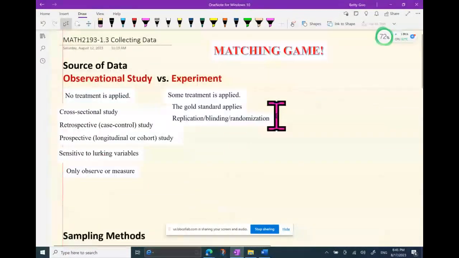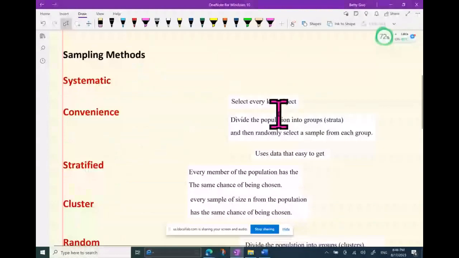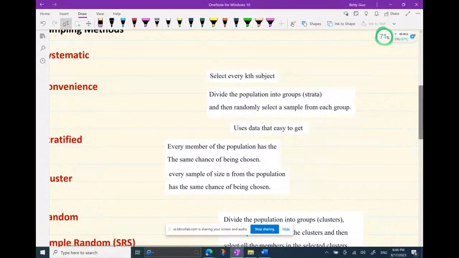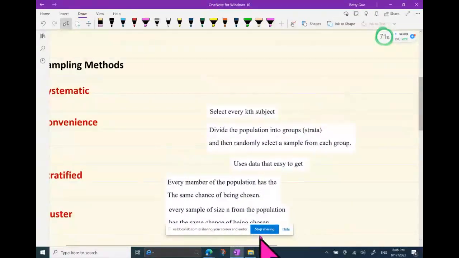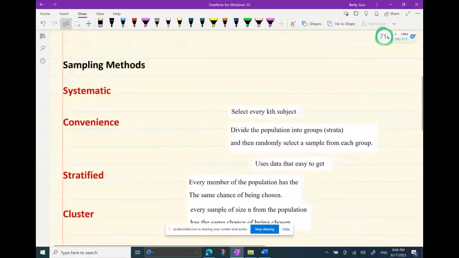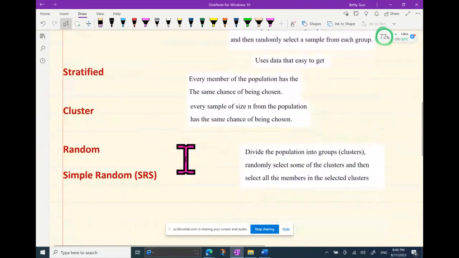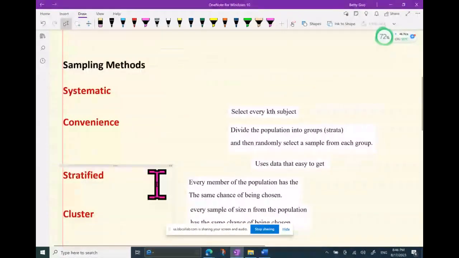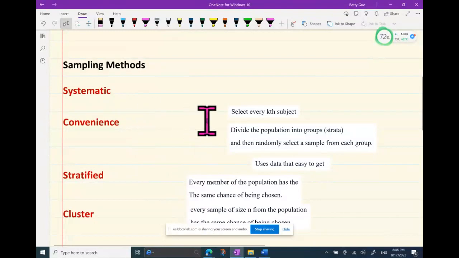Sampling methods. Getting a sample from a population is essential to our statistical research. If your sample is good or bad directly affects whether your result is valid or not. We have more than that, but we only introduce the following sampling methods: systematic, convenience, stratified, cluster, and simple random. That's going to be the last topic. We have 5 minutes.